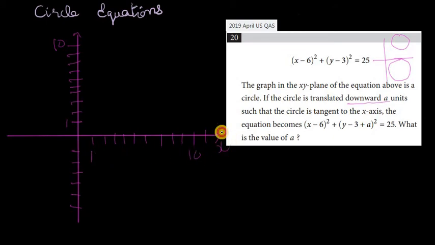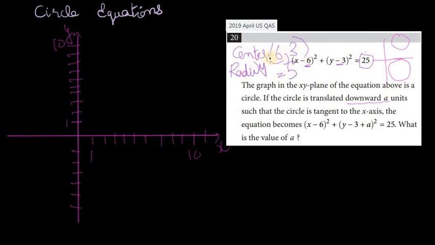Okay, so how do we sketch the circle? The two things that we need to sketch the circle are the center, which is going to be (6, 3). I just flip the signs of the numbers right next to x and y. We learned that in the previous videos. And for the radius, it's just going to be the square root of this number. So that's the second thing we need. We need the radius. That's 5 units.